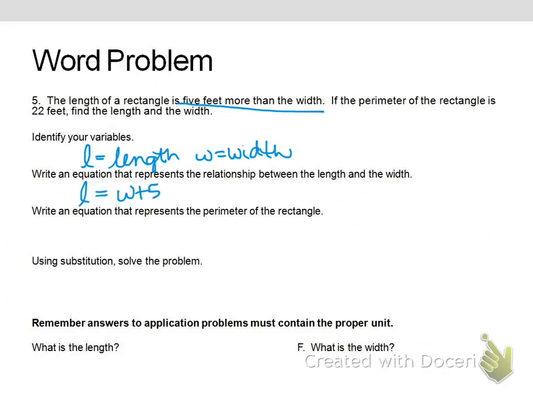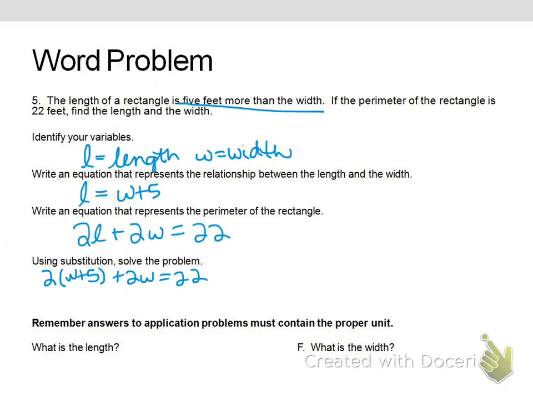And then the equation for perimeter is 2L plus 2W equals, in this case, 22. So now I'm going to use substitution. What am I going to substitute in place of L? W plus 5 is what I'm going to substitute.